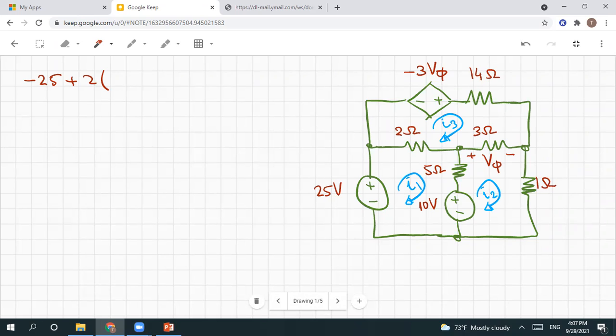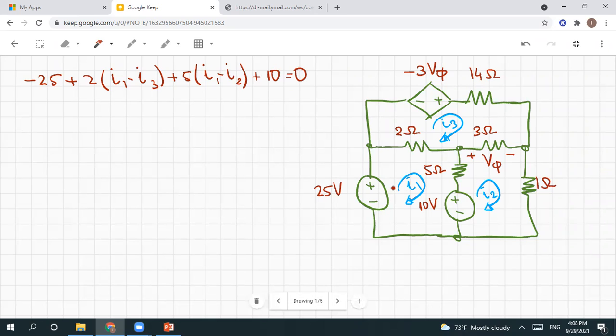I1 minus I3, thank you so much. And now the 5 ohm resistor, what is the current in the 5 ohm resistor? I1 minus I2, thank you so much. And what about the 10 volts, positive or negative? Positive. And this is equal to 0. So this is the first mesh.